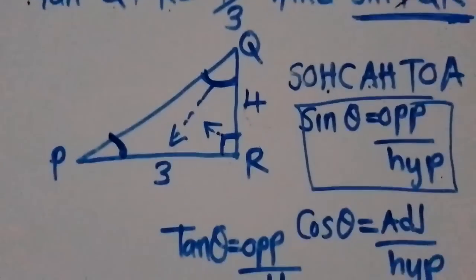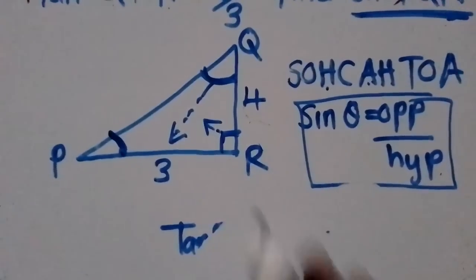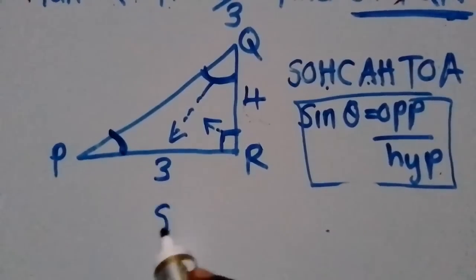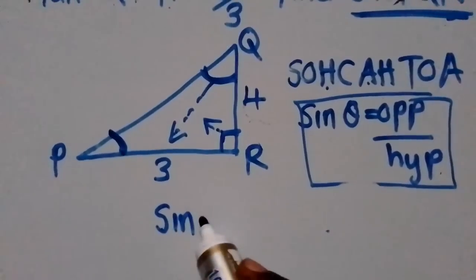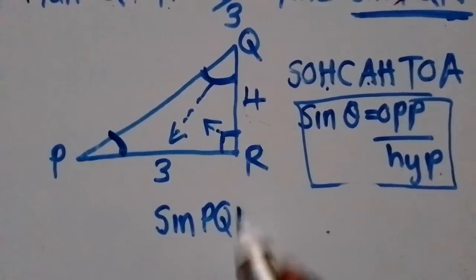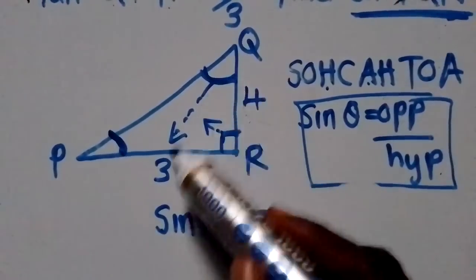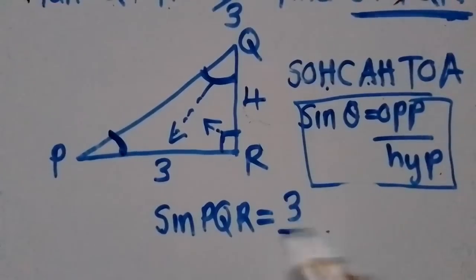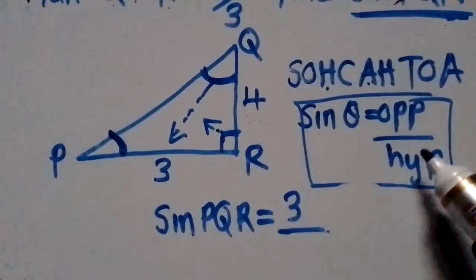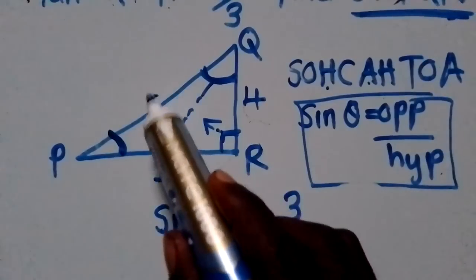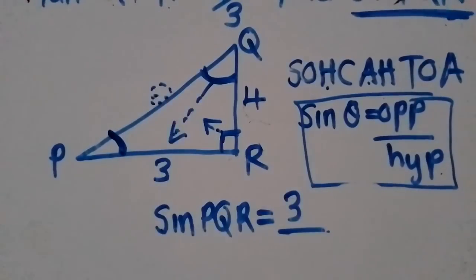So sine PQR is equal to opposite to Q there, which is 3, over the hypotenuse. You don't know the hypotenuse there, which means we need to calculate it. How are we going to calculate the hypotenuse? We use the Pythagoras theorem.